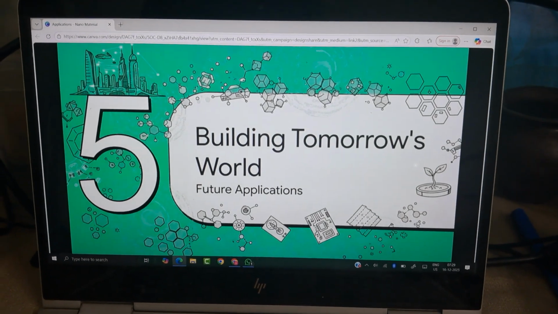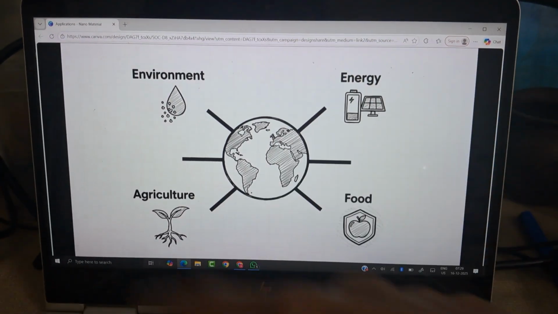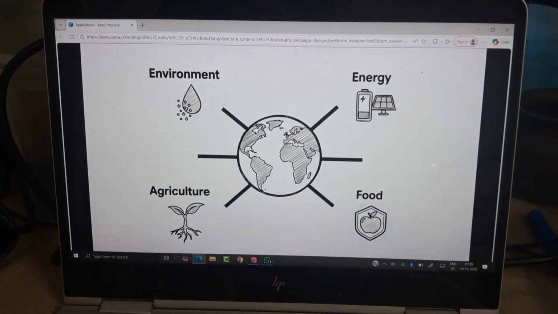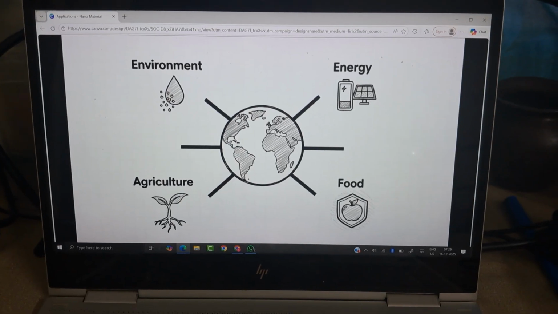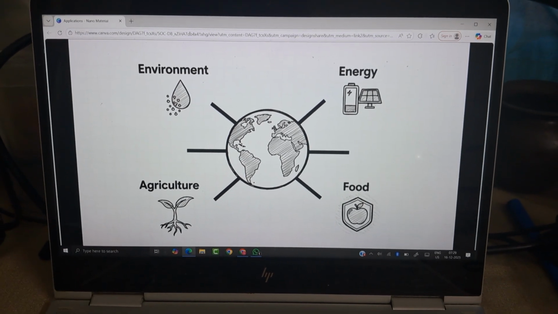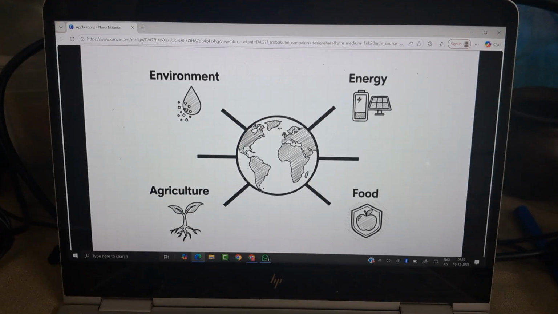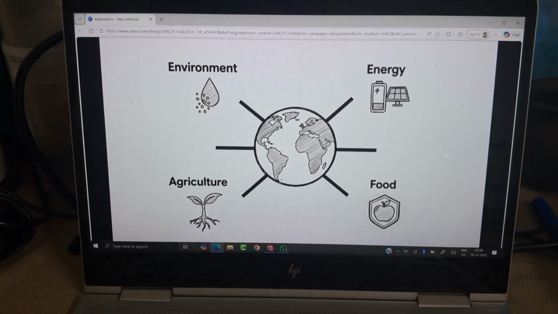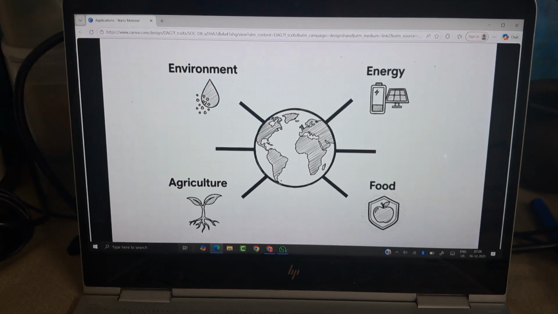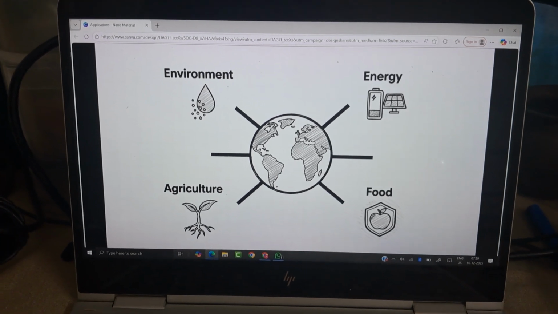Next, building tomorrow's world. See, in the environment also we use nanoparticles, for cleaning up the environment. Nanoparticles are used in environment cleanup, wastewater treatment, and water purification. Silver nanoparticles are used in water purification, environment cleanup, etc.